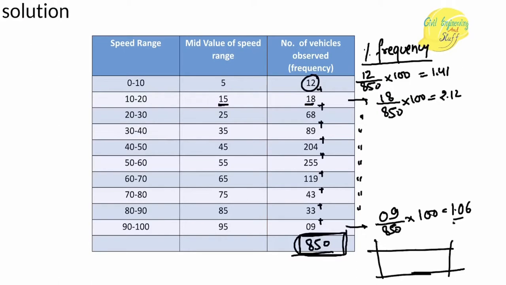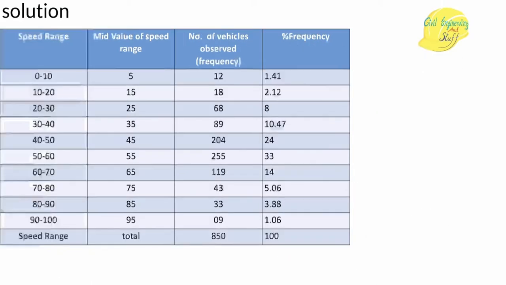Okay, so this is how we have to find out the percentage frequency. Right now we have the frequency. Now we will find out the cumulative frequency, so that is how we'll get the at or below speed. The cumulative frequency will keep adding numbers.